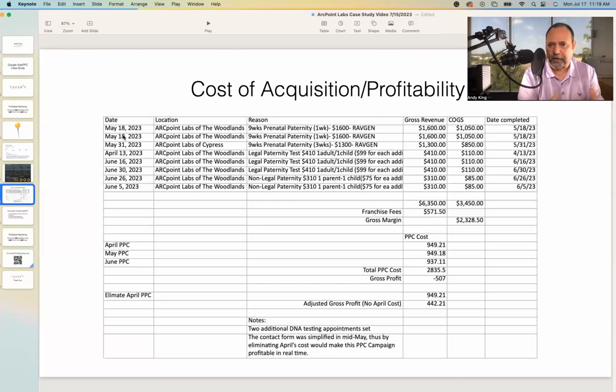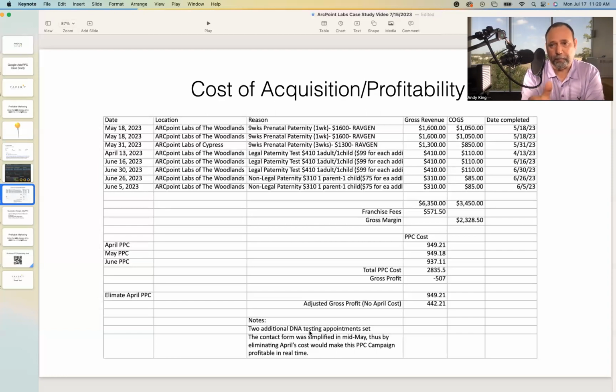And that, so to speak, that's when the business started coming in. And if you take that out, you're looking at an adjusted gross profit of $442.21. In addition to that, she already has on the books 2 additional DNA testing appointments set. So I didn't include those in here, but they may go through.